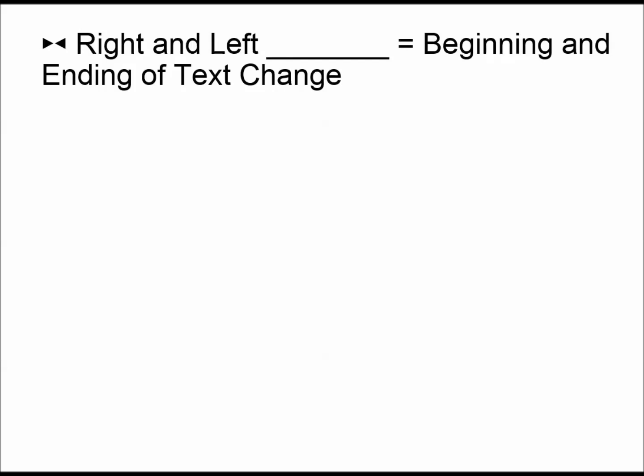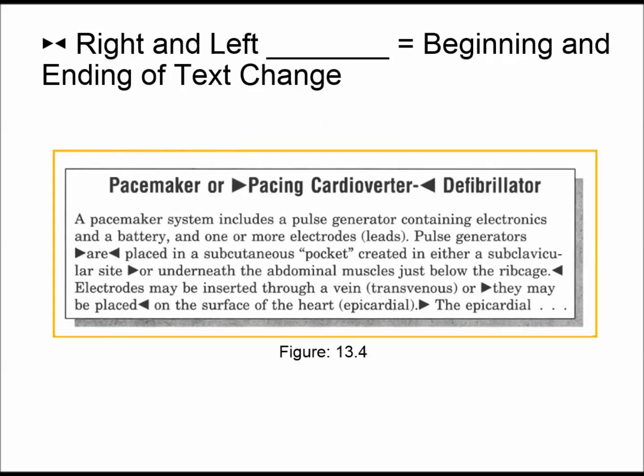Next are your right and left triangles, marking the beginning and ending of a text change. That means the text within those right and left triangles has changed. Here it's saying that pulse generators are placed in a subcutaneous pocket, and then it goes on to say, or beneath the abdominal muscles just below the rib cage. So that was another thing that was changed. It's just telling you that the text has actually changed. It can occur in any section of the CPT, and multiple changes may be noted in a particular section if appropriate, as this example indicates.